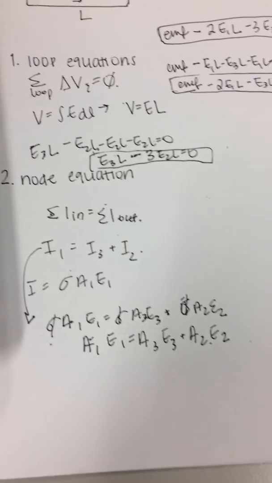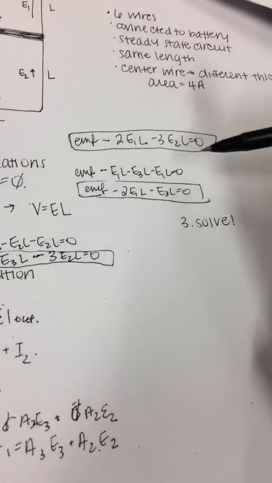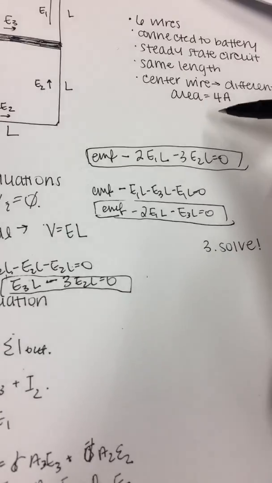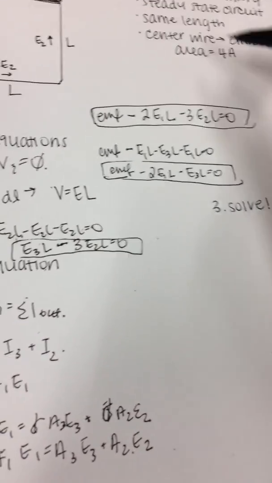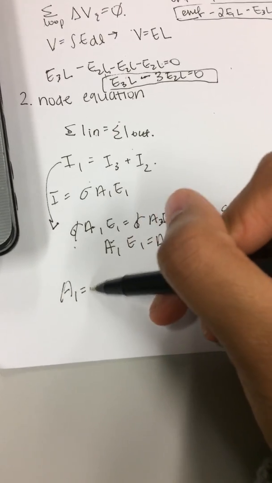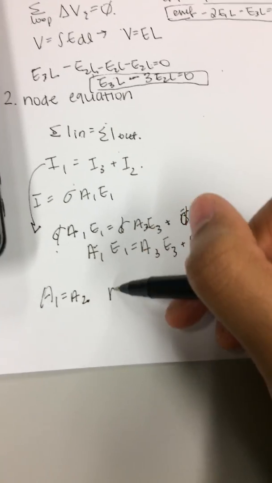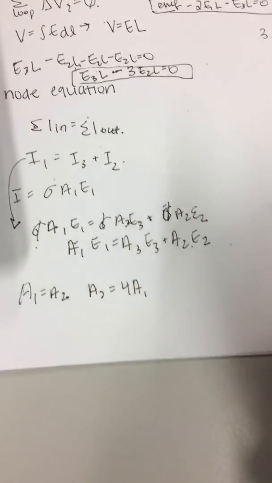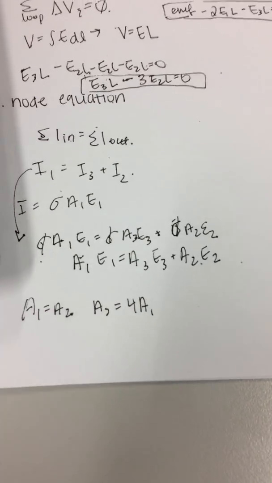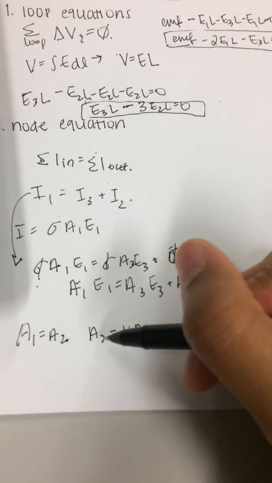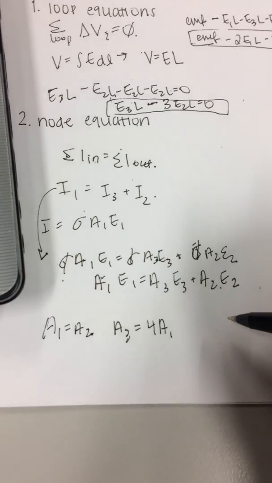And then what's given is that the cross-sectional area for this thickness for E3 is 4 times the one of all the other wires. So you know that the area of 1 is equal to the area of 2, and then the area of 1 is 4 times the area of 3, or sorry, the area of 3 is 4 times the area of 1.